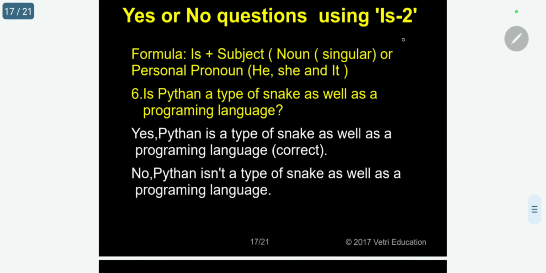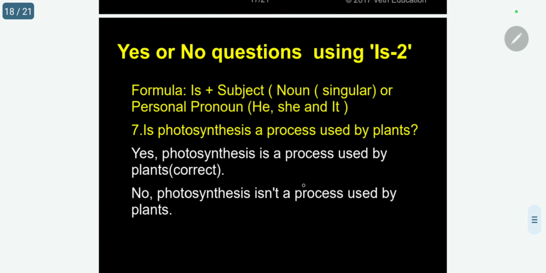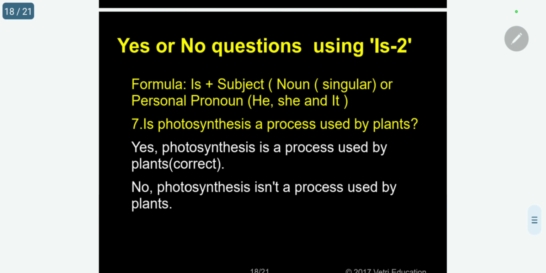Number 6. Is Python a type of snake as well as a programming language? If answer is correct, yes, Python is a type of snake as well as a programming language. It is correct. But wrong answer: No, Python is not a type of snake as well as a programming language. It is a negative.